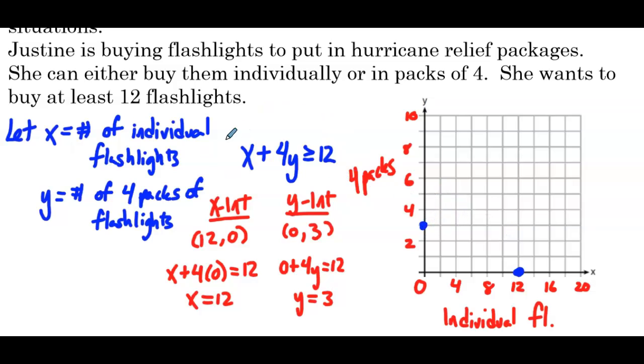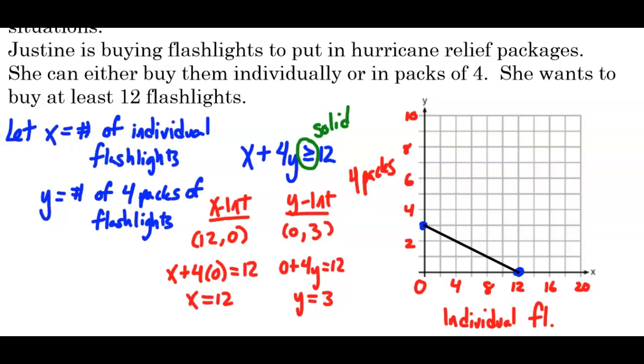And now we need to practice graphing an inequality of two variables. The first thing we have to decide is, do we connect these 2 points with a solid or a dashed line? So we look at our inequality sign. It's greater than or equal to. So we have equality. That means that we're going to connect our 2 points with a solid line. So we'll do that now. Connecting with a solid line.